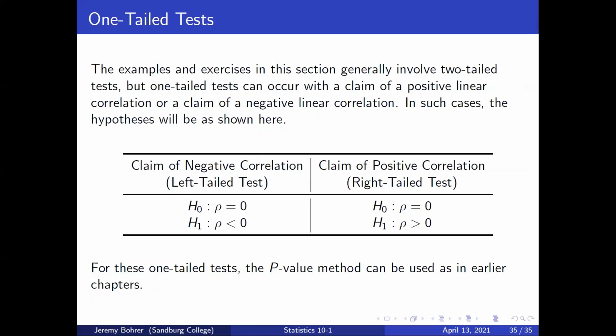With a claim of positive correlation, there is a right-tailed test with H0 is rho equals 0 and H1 is rho is greater than 0. For these one-tailed tests, the p-value method can be used as in earlier chapters.